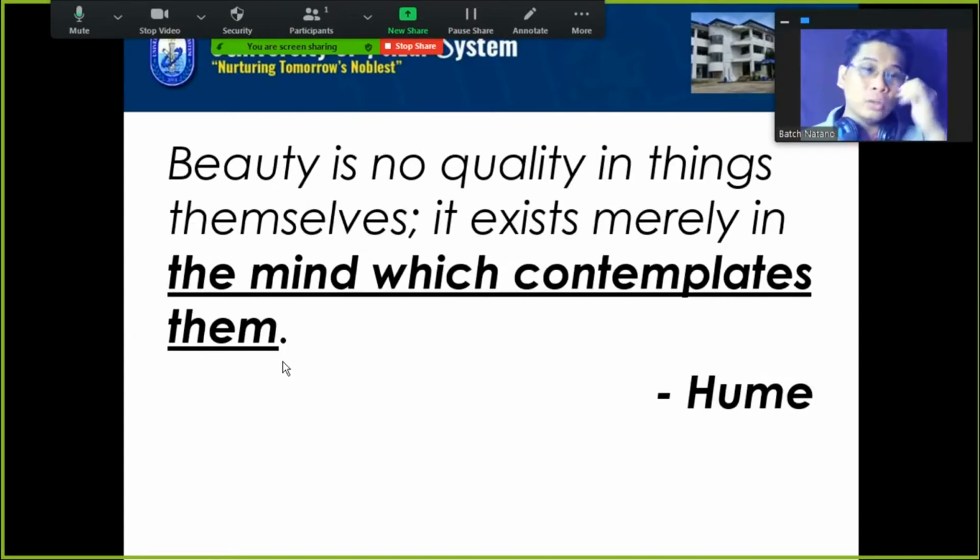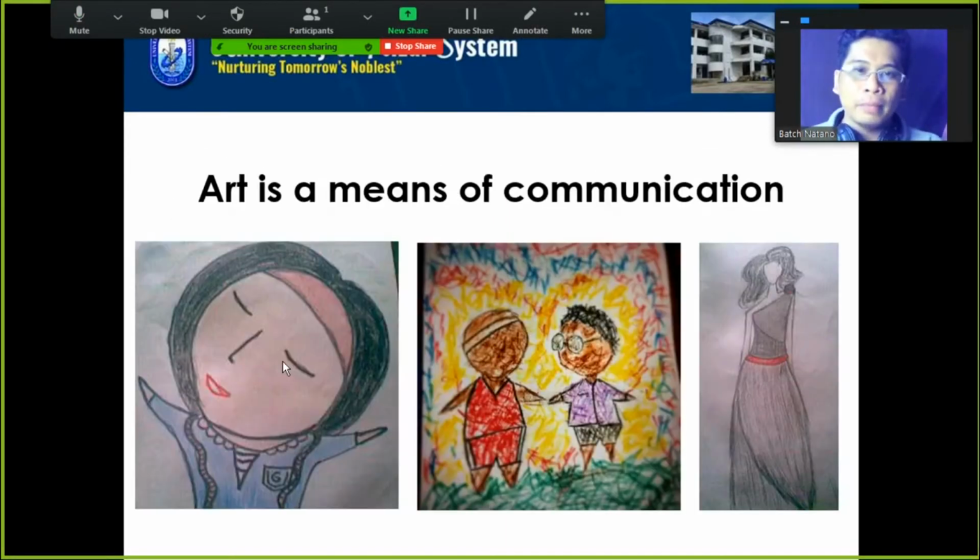Okay, let's take note of what Hume said. Beauty is no quality in things themselves. It exists merely in the mind which contemplates them. Sino yung we are the one that is contemplating the beauty of an art. Isa lang gusto sabihin dito ni Hume that beauty is subjective. Di ba? Beauty is subjective. Katulad sila ng view ni Tolstoy, yung subjectivity of beauty.